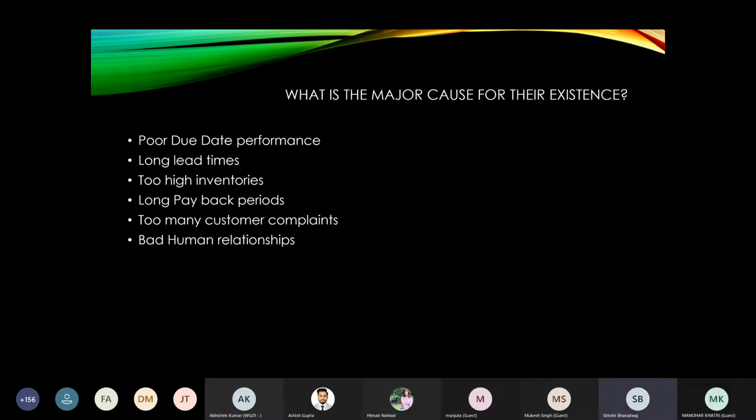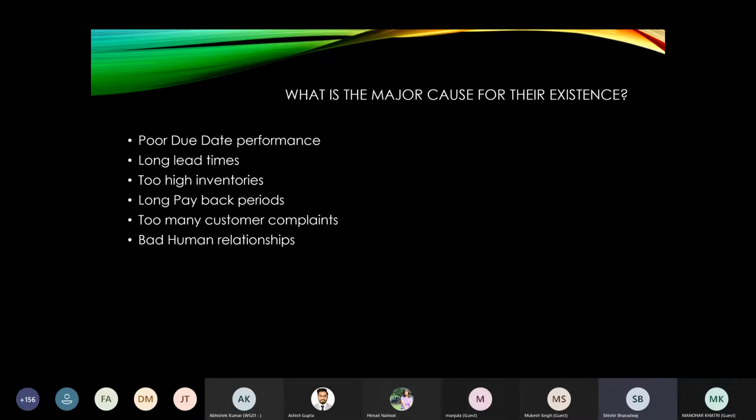Though we have department-wise measurement of our performances, I find the companies still not having answers to these points here. What causes a poor due date performance? Why do you have long lead times? Why are the inventories too high? Why is the payback period long? Why are there too many customer complaints? And why are there too many meetings? In other words, how is your human relationship working?